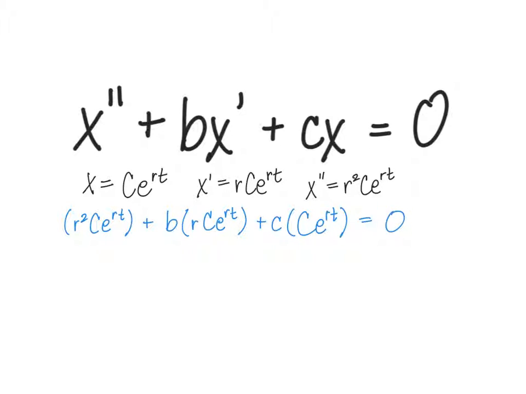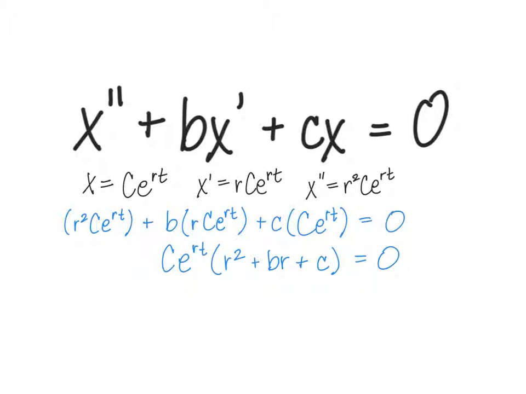We note that c times e to the rt is a common factor, and I should say big C. This one is a little c right here. This is a big C, our constant. And so we should factor it out. And we're left with the fact that we need to choose r and big C so that the following holds: big C times e to the rt times r squared plus br plus c equals 0.